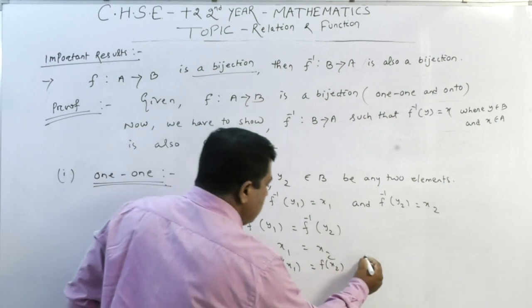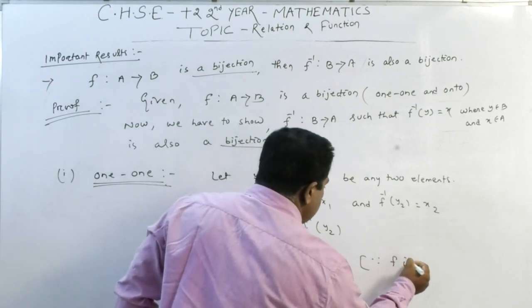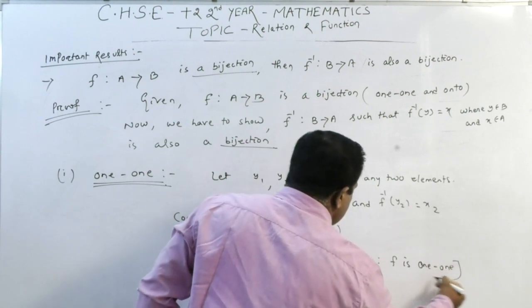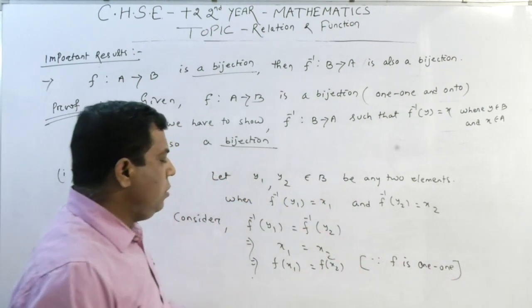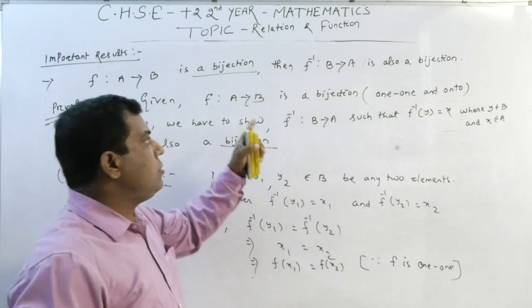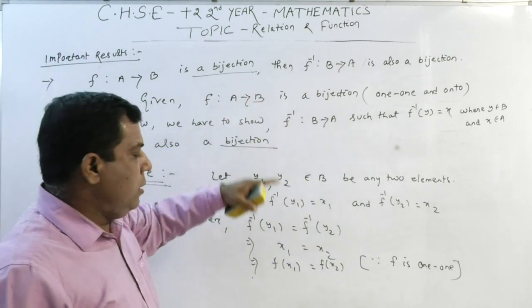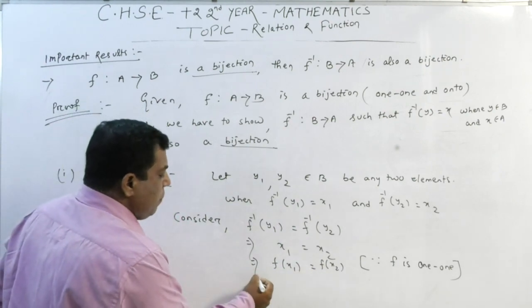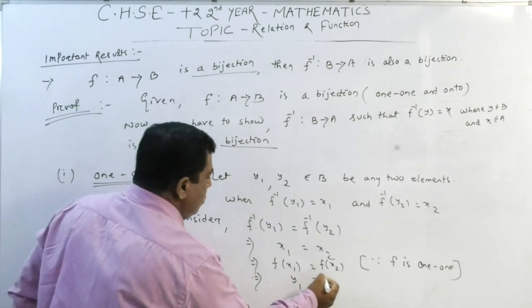Since f is 1-1 and also onto, if x1 equals x2, we know the original function f is bijective, that is given. So f of x1 can be written as f of x2. And what is f of x1? It is y1, equal to y2.